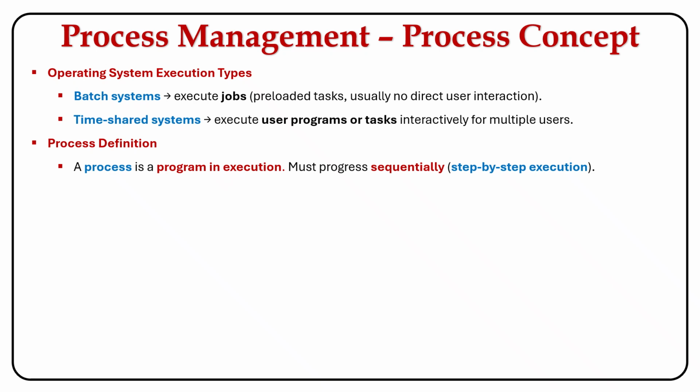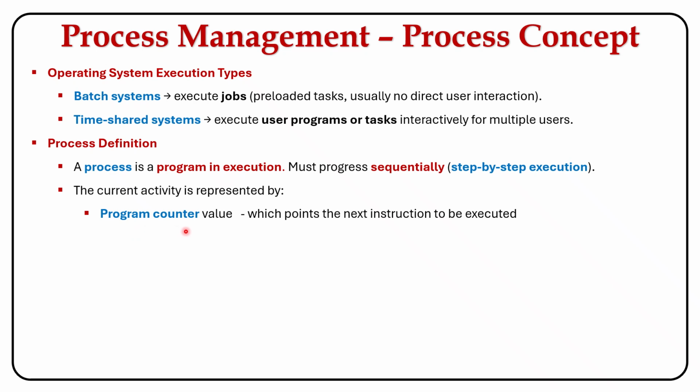Now let's see what is a process. A process is a program in execution. It must be progressed sequentially, which means it is executed step by step. The current activity is represented by a program counter value, which points to the next instruction to be executed. Next, processor register content, which stores the temporary data needed by the CPU.